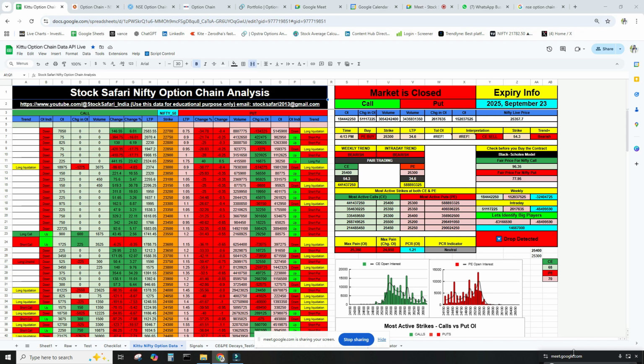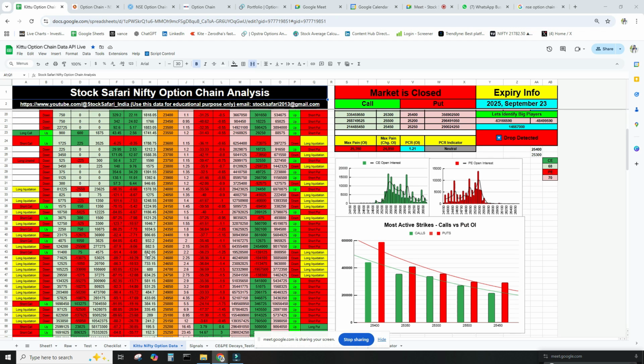So we are going to discuss Stock Safari Nifty option chain analysis. In this webinar the main agenda would be discussing option chain analysis, how we need to read the data, when it comes to the values we see in this option chain analysis, and also how we need to understand the concept behind these numbers.